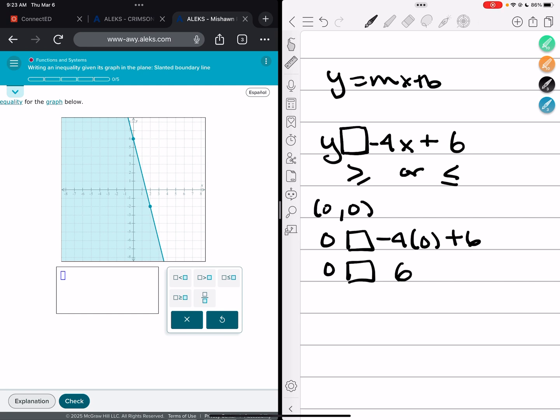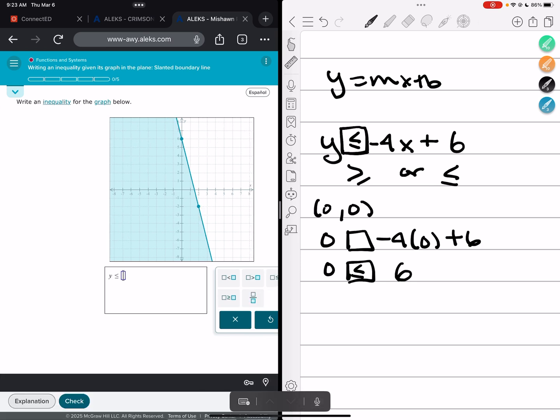Now the question is, what belongs in the box? Greater than or equal to or less than or equal to? Well, if I think about it, 0 is smaller than 6, so I need to put less than or equal to right here. So that's what goes in my box up on top, is less than or equal to. So how I'd write this is y is less than or equal to negative 4x plus 6, which we can check. Okay?